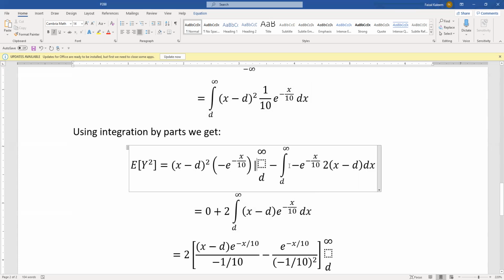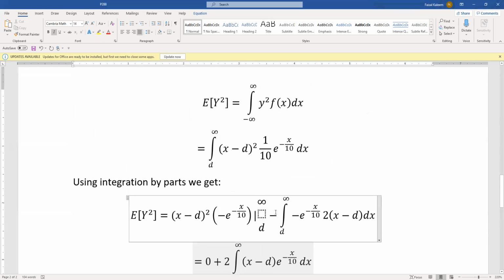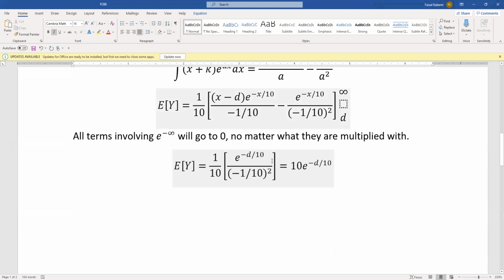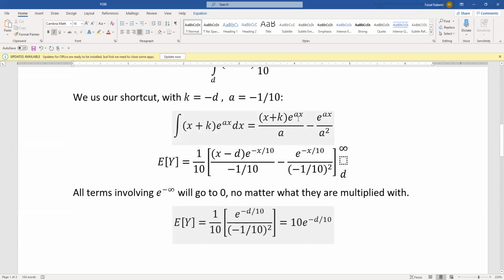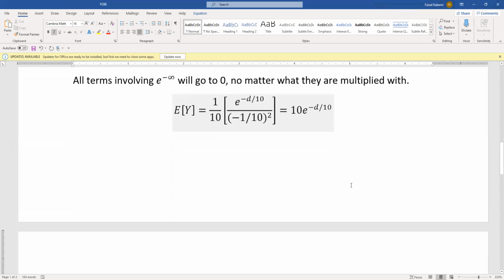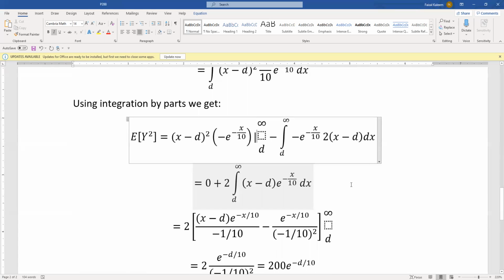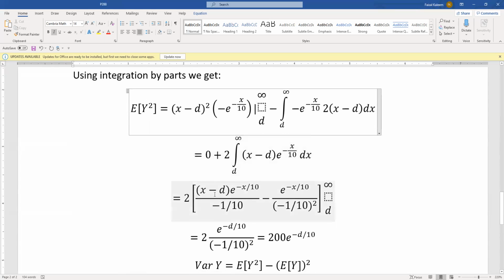And then here, negative, negative becomes plus, and I pull the 2 out. And then what's left inside is I've just written this x minus d first and the e to the negative x by 10 second. And now this is our shortcut that we know. The shortcut, remember, is the integral of (x plus k) e to the ax is (x plus k) e to the ax over a minus e to the ax over a squared. So x plus k means x minus d, e to the ax divided by a, where a is negative 1/10, minus e to the ax over a squared, going from d to infinity.